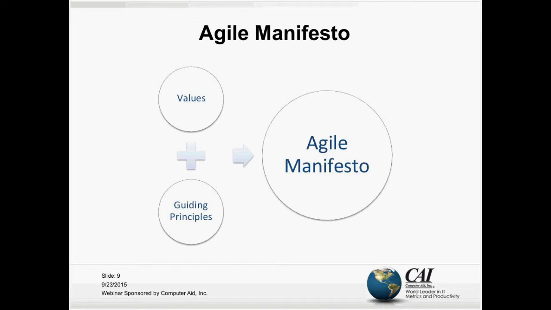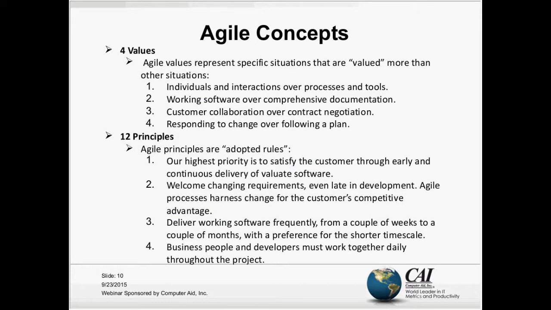Concepts. I mentioned before there are 4 values and principles. Let's talk about values first so we're clear. These values represent situations that are more desirable than other situations. These are interactions over processes and tools. This means that for Agile methods, we value individuals and interactions, people and their interactions, rather than processes and tools. With traditional project management, most of you are probably familiar with processes and tools, but with Agile methods, it's more about individuals and their interactions than processes and tools.